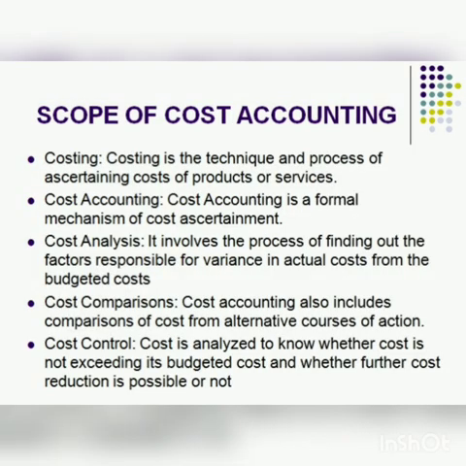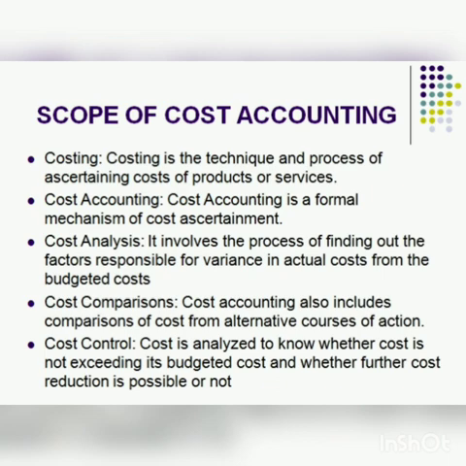The scope of cost accounting. Scope of cost accounting consists of the following functions. First is costing. Costing is the technique and process of ascertaining the cost of product or services. The cost ascertainment procedure is governed by some cost accounting principles and rules. Generally, cost is ascertained using some arithmetical process. So this is the first function and scope of cost accounting.